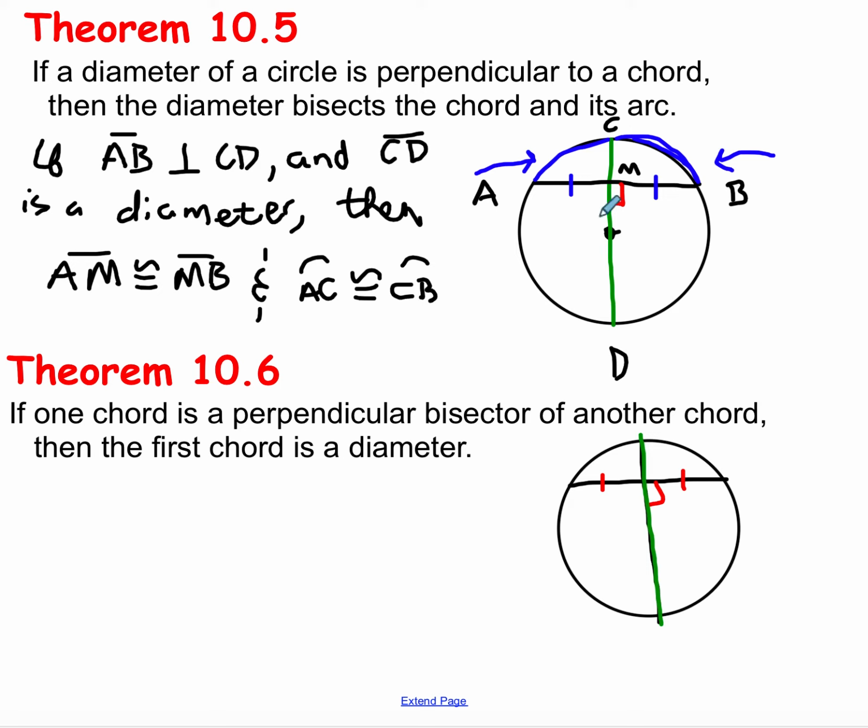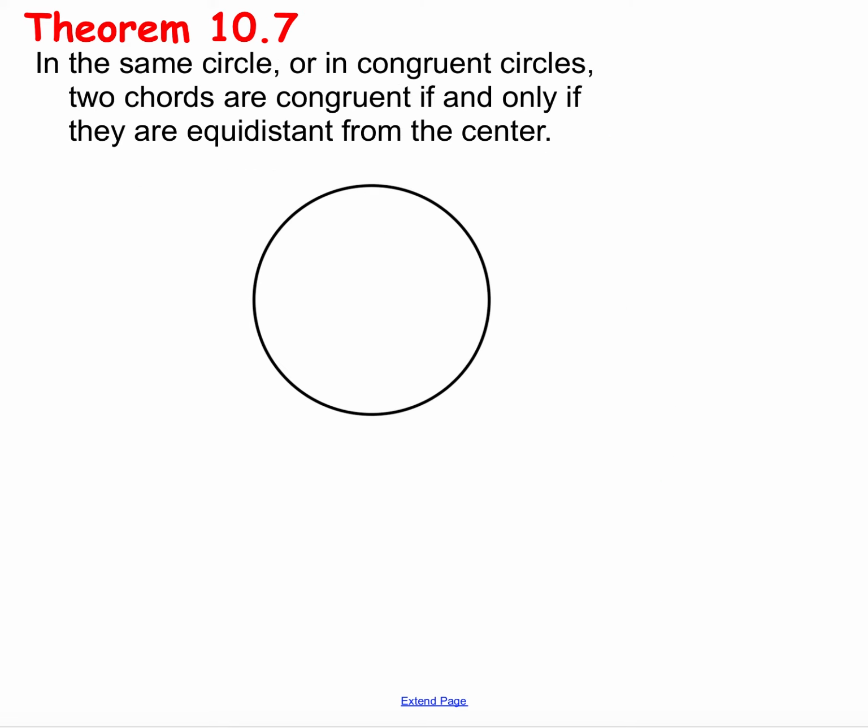This one says if a diameter is perpendicular to a chord, then we know that it bisects the chord and its arcs. This one says if one chord is perpendicular and bisects another chord, then we know the first chord is a diameter. So it's really the converse. If you understand 10.5, you don't really need to have a full grasp of 10.6 because they're really the same thing. All right, moving along to our last theorem in chapter 10, section 2. In the same circle or in congruent circles, two chords are congruent if and only if they are equidistant from the center of the circle.